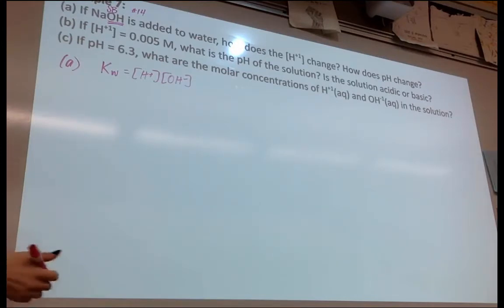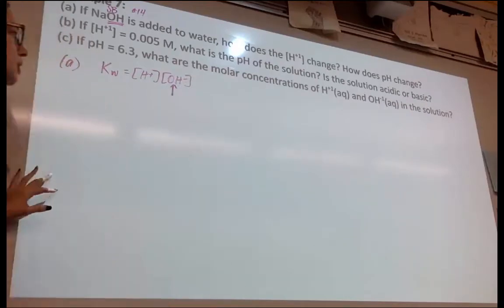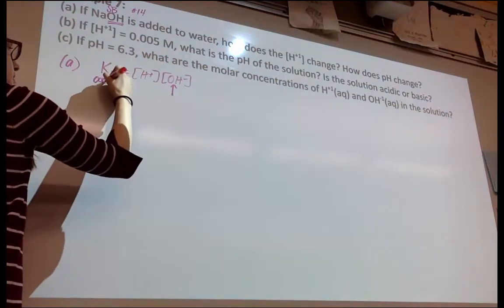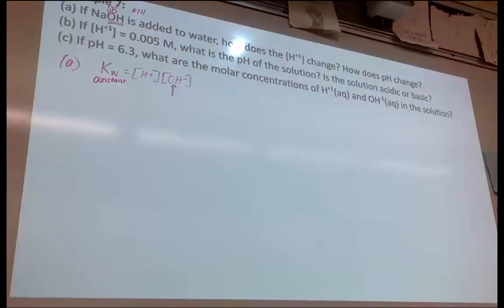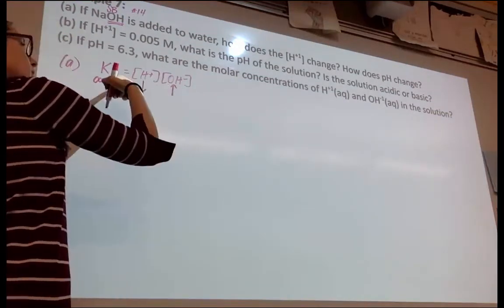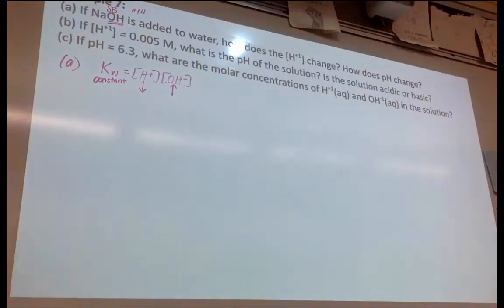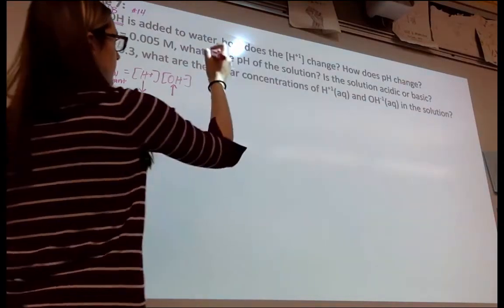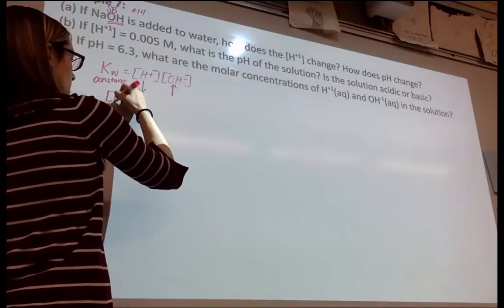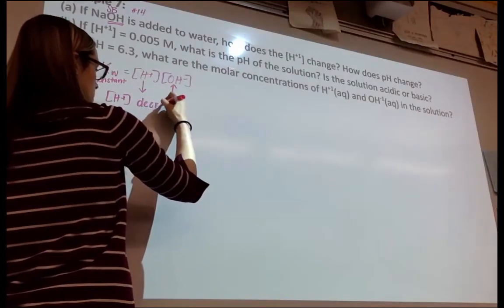When we put NaOH into water, we are increasing the OH minus concentration. Kw is a constant. So math says, if we are increasing the OH minus concentration, what has to happen to H plus to keep Kw a constant? It has to decrease. In order to keep this a constant, H plus has to decrease. So we actually just answered part A, right? How does the H plus concentration change? H plus concentration decreases.